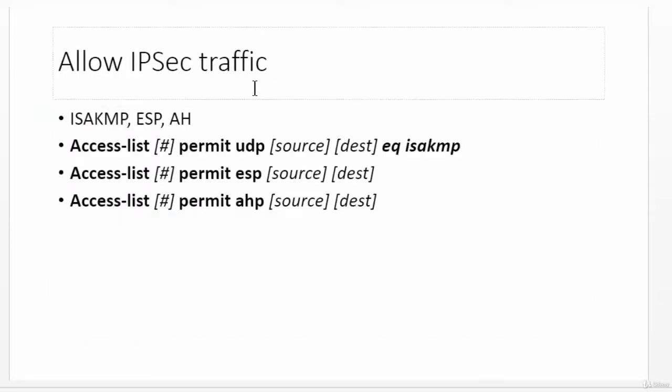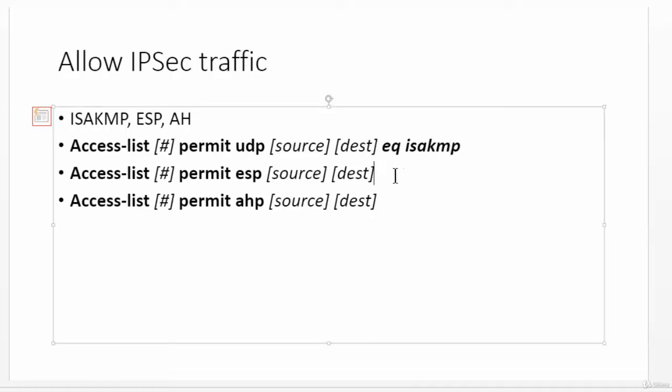Prior to implementing a site-to-site IPSec VPN, ensure that the existing ACLs do not block traffic necessary for IPSec negotiations. On the screen, there are some ACL commands to permit ISAKMP, ESP, and AH traffic.